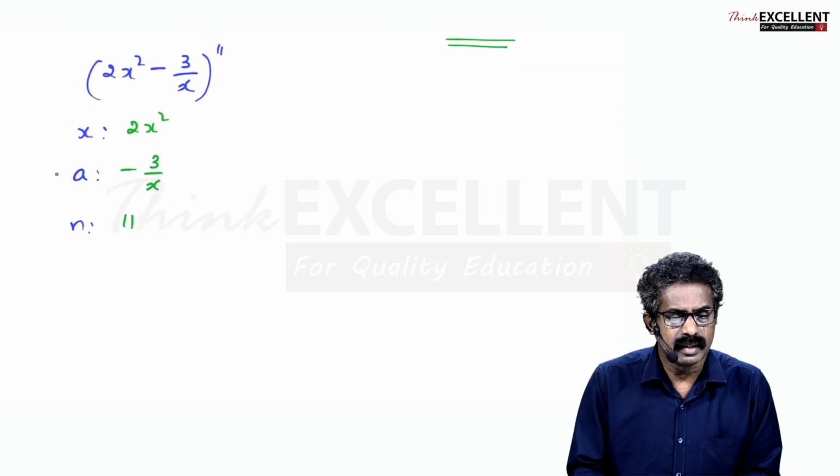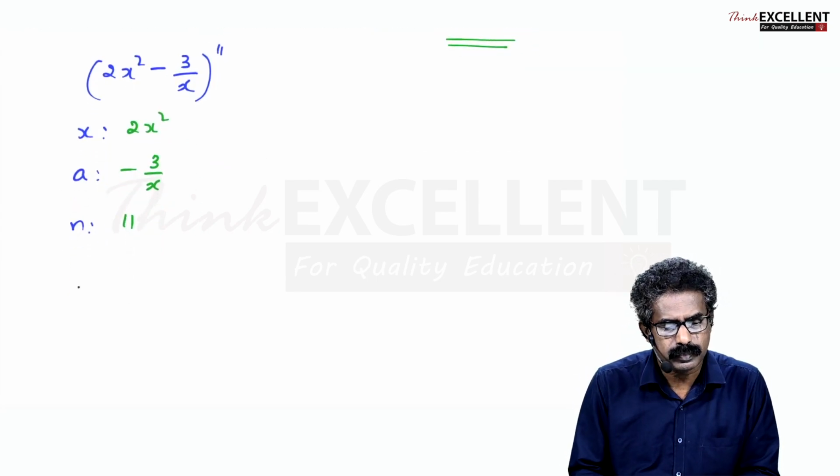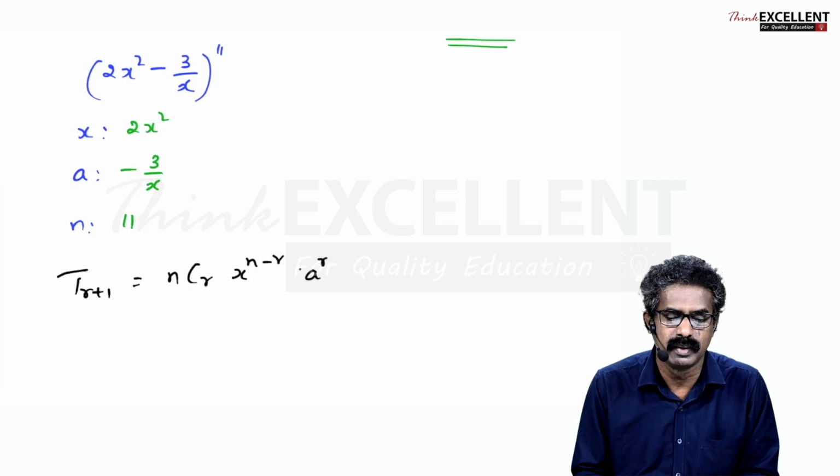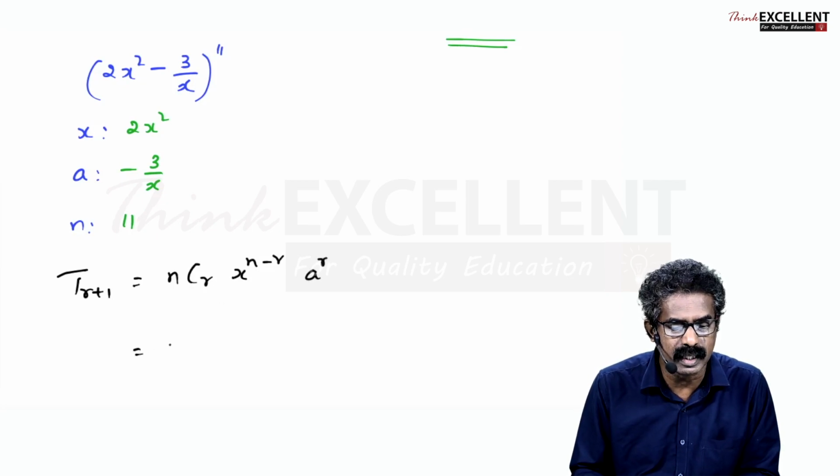So we write the general term now. T(r+1) is equal to, what's the formula? nCr x^(n-r) a^r. Substitute the known values, n value 11, 11Cr. X is 2x^2 raised to n minus r, n is 11, so 11 minus r, into a^r, (-3/x)^r.